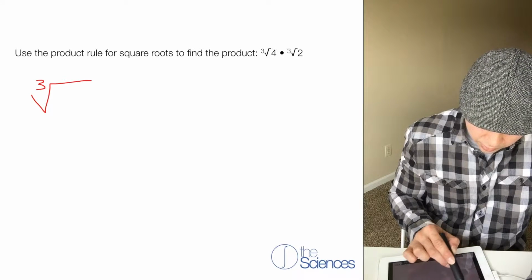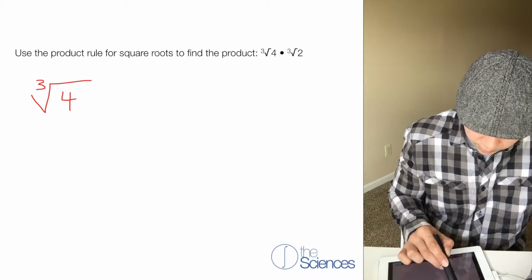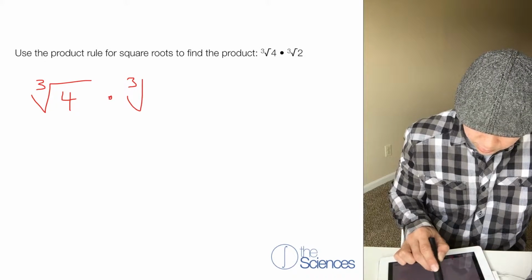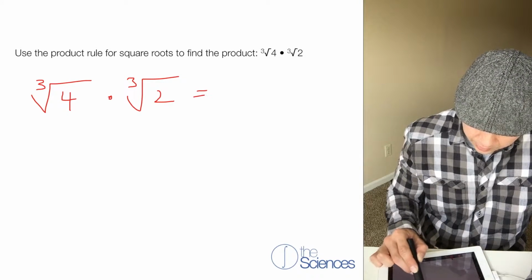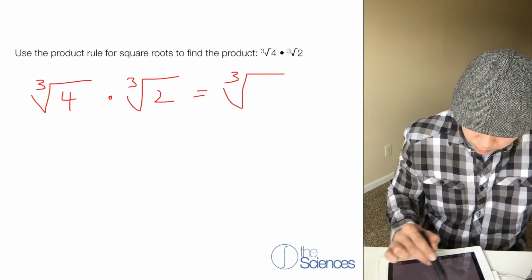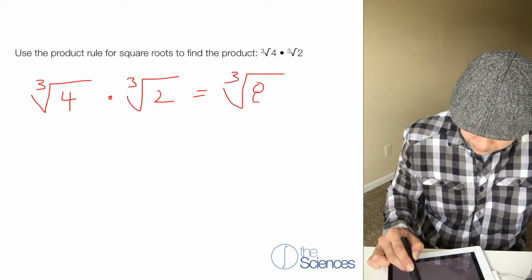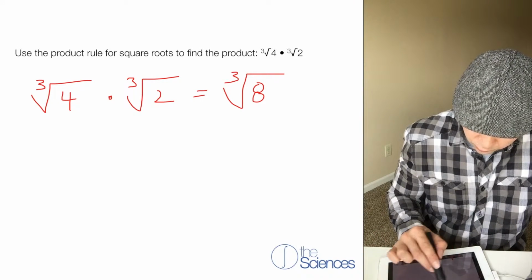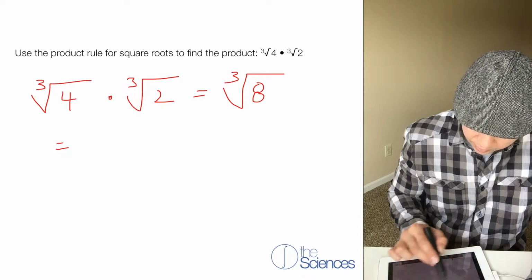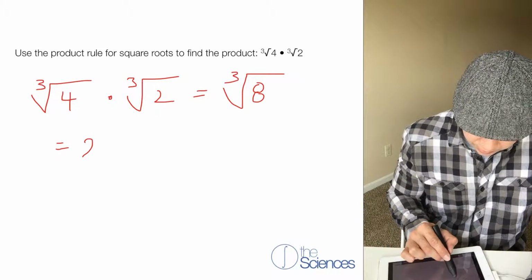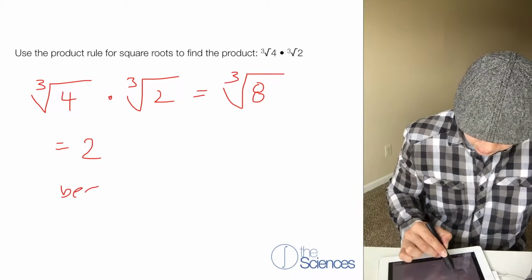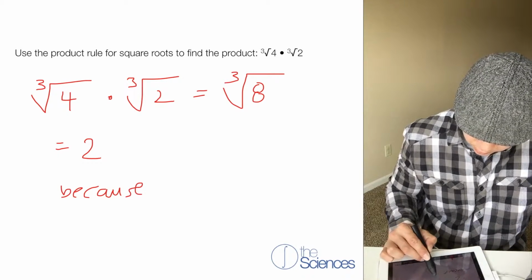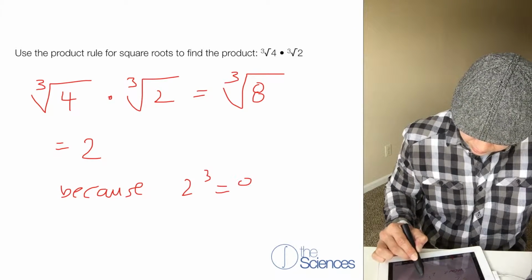Now, the cube root of 4 times the cube root of 2 is the cube root of 8, because 4 times 2 is 8. And then the cube root of 8 is 2, because 2 cubed equals 8.